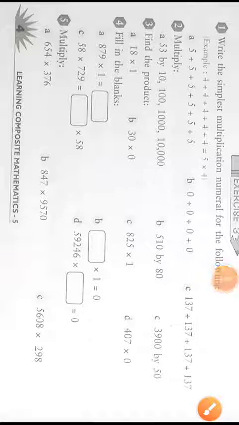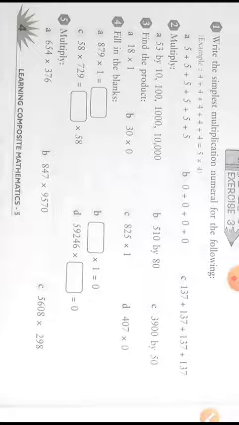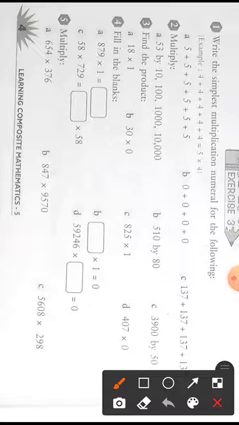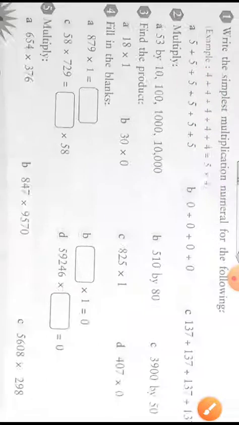Hello students, let us learn exercise 3 of lesson 1. So the first question, let us see the first question. Write the simplest multiplication numeral for the following. So we have to write the multiplication numeral for the following. You can see one example is also given here. So by using this example we will be able to do it.